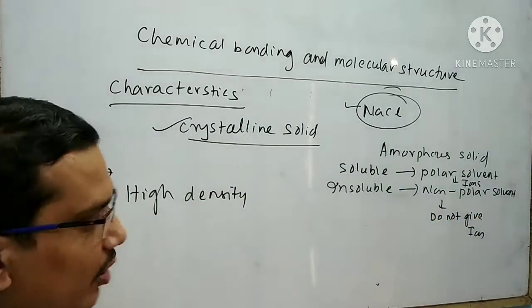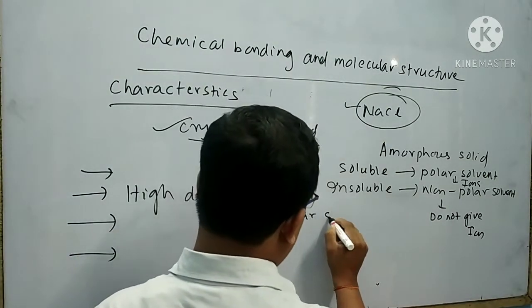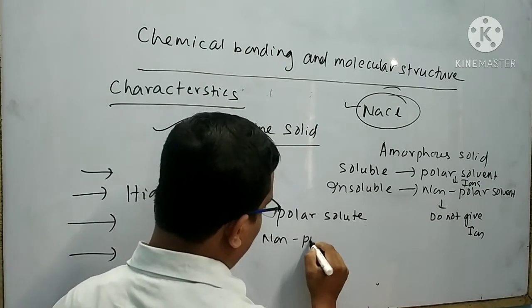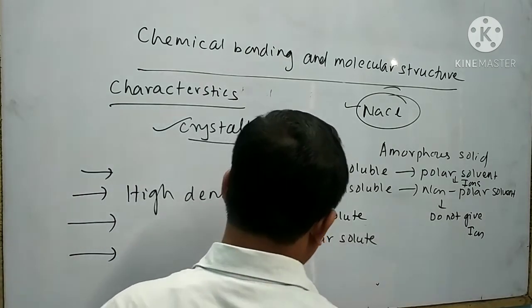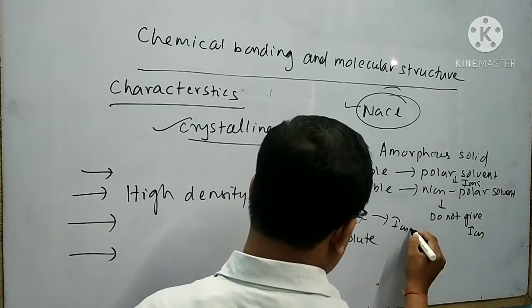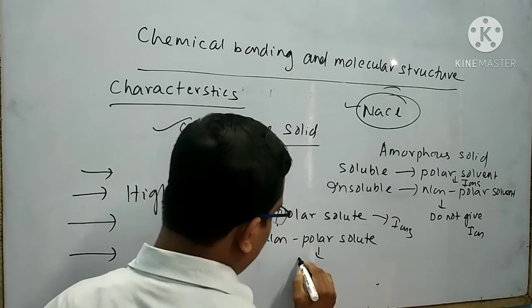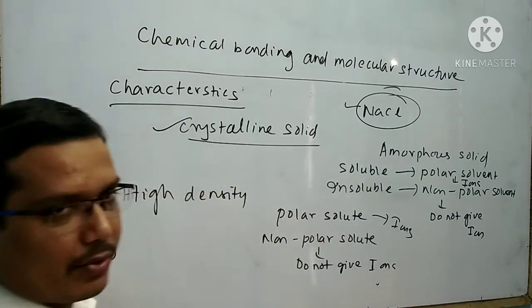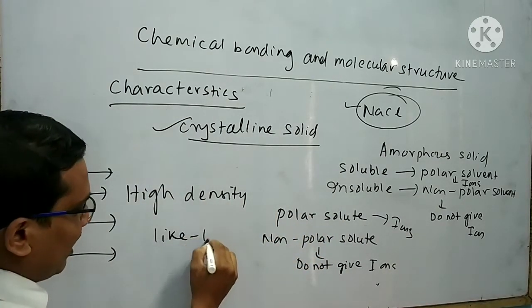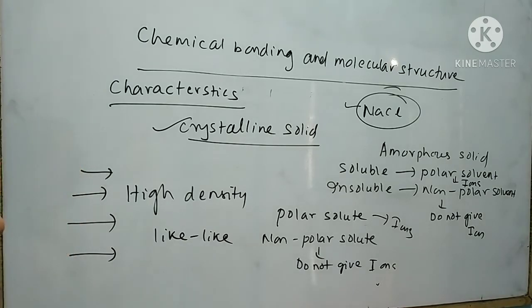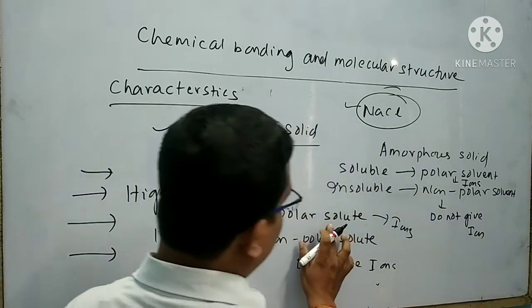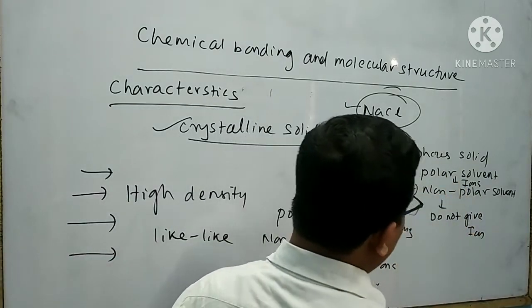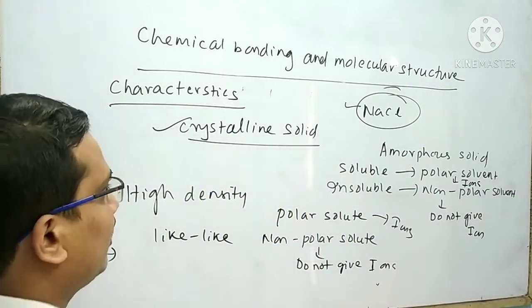There is also another term, that is polar solute. Another term is also non-polar solute. Polar solute means it gives ions. Non-polar solute means it does not give ions. Remember an important point, like dissolves like. That means like soluble in like. This means polar solute is always soluble in polar solvent, non-polar solute is always soluble in non-polar solvent.